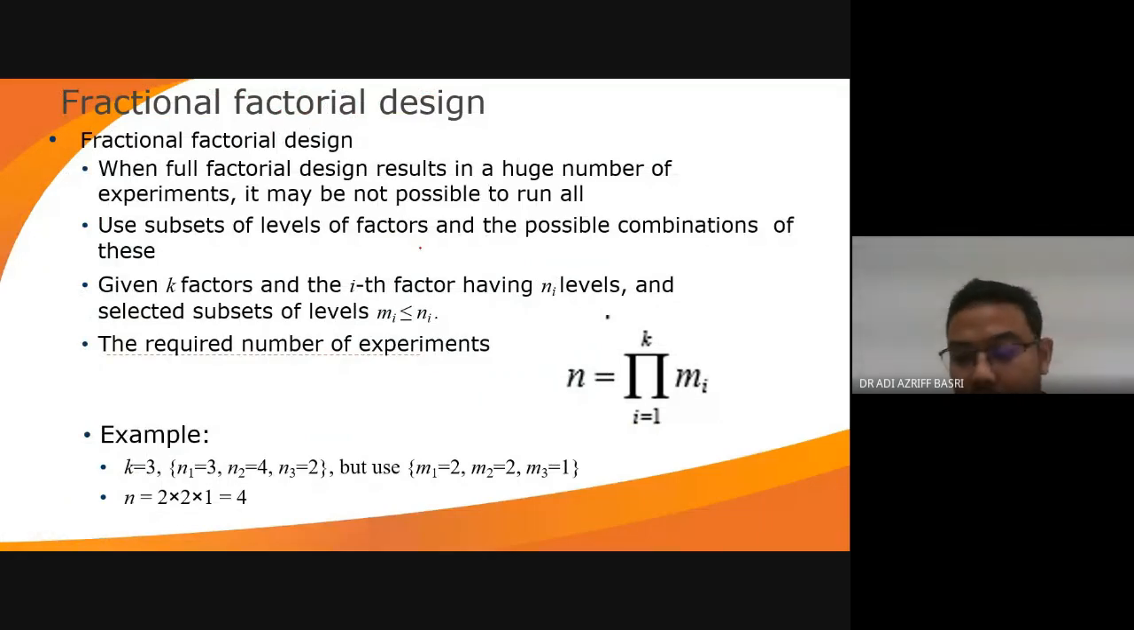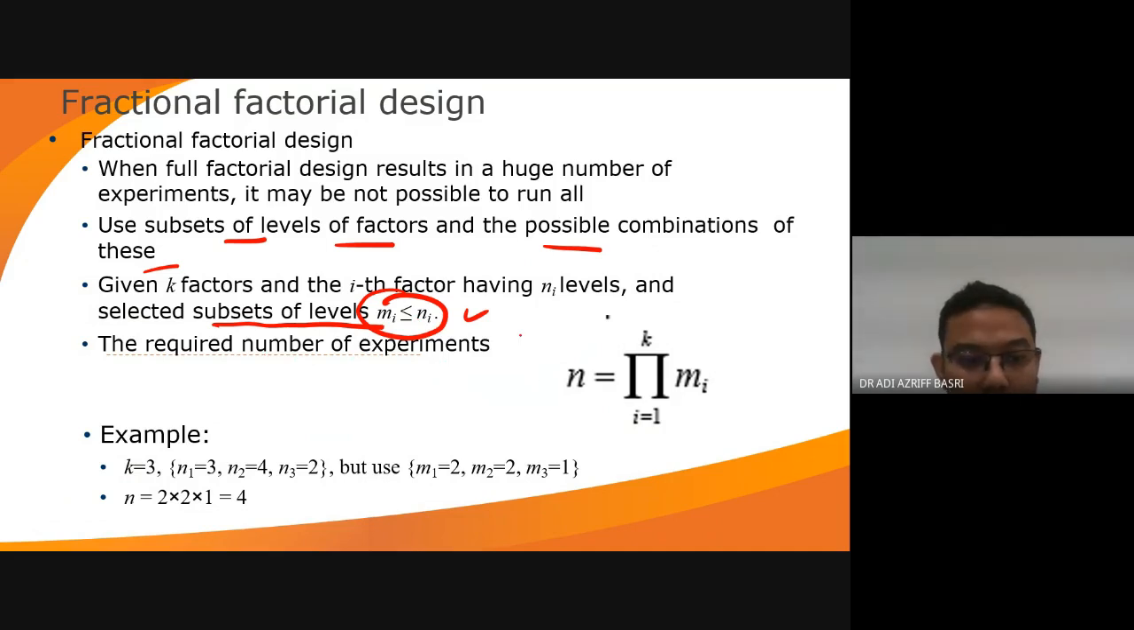Okay, so for example, use a subset. You need to use a subset of the levels of each factor and the possible combinations of these. So given k factors and factor i with n_i levels, select a subset of the levels where m is lesser than n. So you need to select m lesser than n. So that is the required number of experiments.